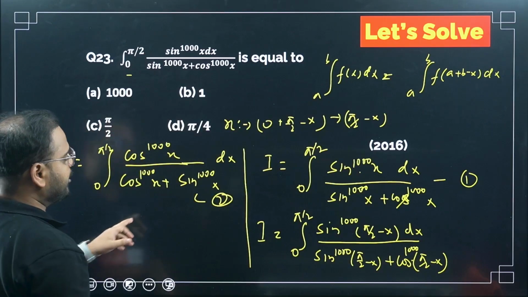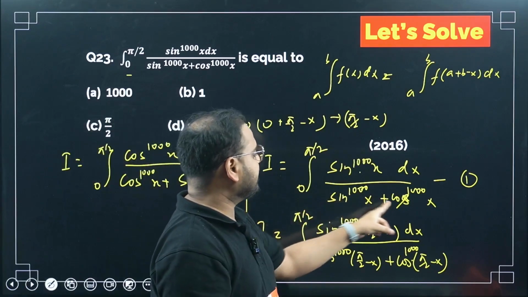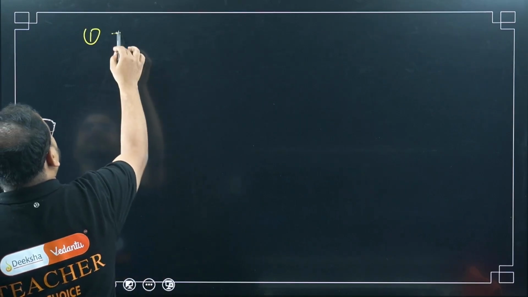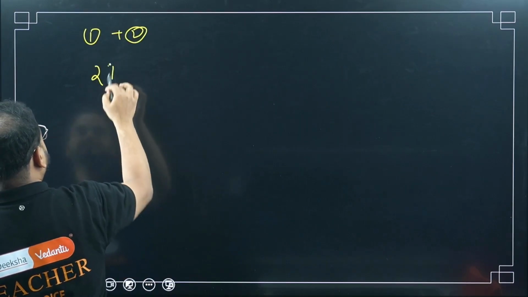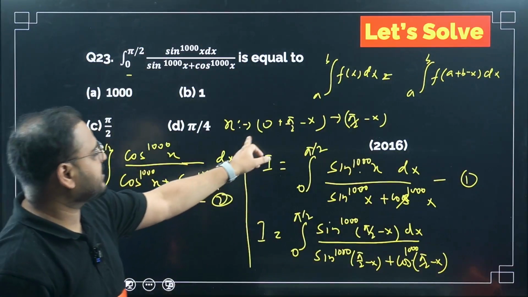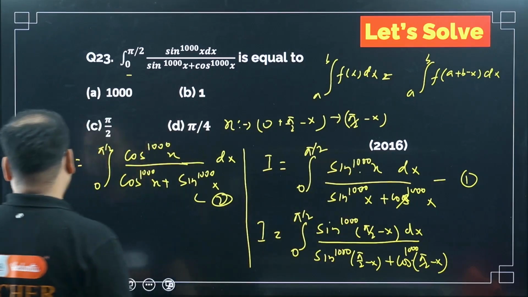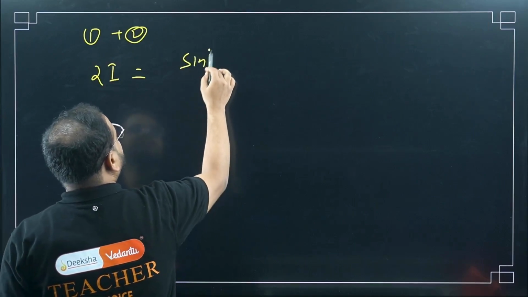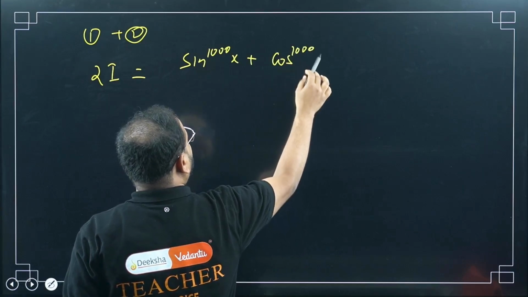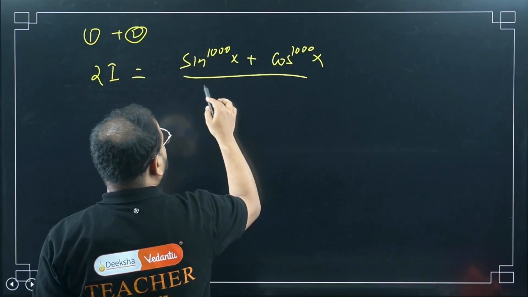Add 1 and 2. Please check. The denominator is the same, no? Cos power 1000 x, sine power 1000 x. So the denominator is the same, and I am adding 1 and 2. I get 2I, right? How come, sir? This also is I, this also is I, by making the same modification. The integration is not changing. So I'll get sine power 1000 x from equation 1 plus cos power 1000 x from equation 2, and the denominator is the same, so it is common.